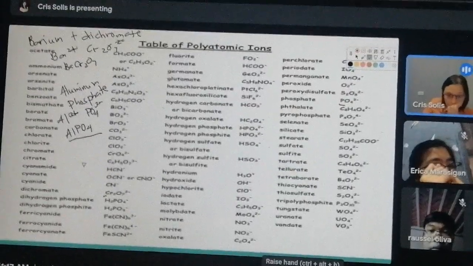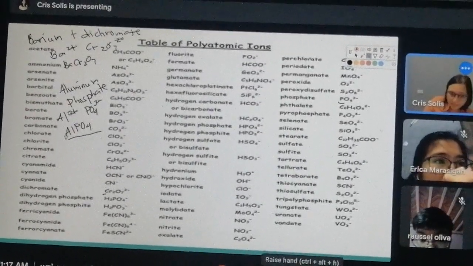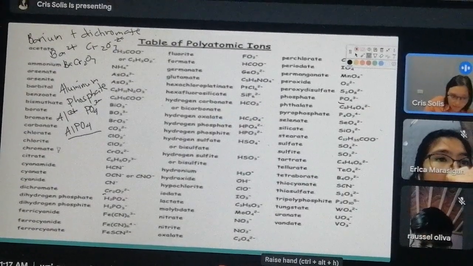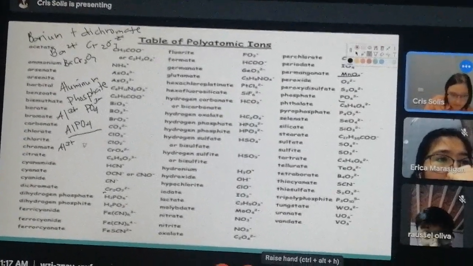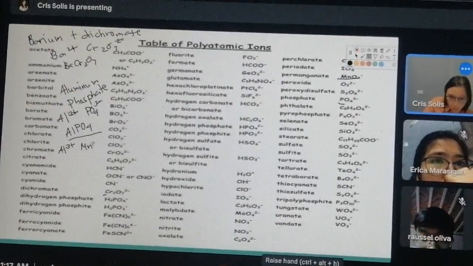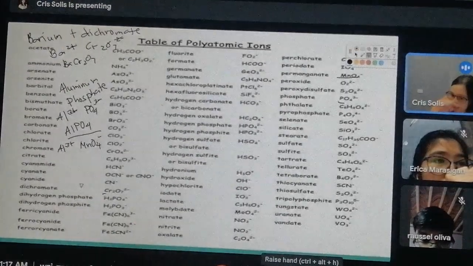Ano naman kung aluminum pa rin tayo, pero permanganate? So we have, remember, aluminum is 3 positive. Permanganate, ito po, it's MnO4, but it has a 1 negative charge.